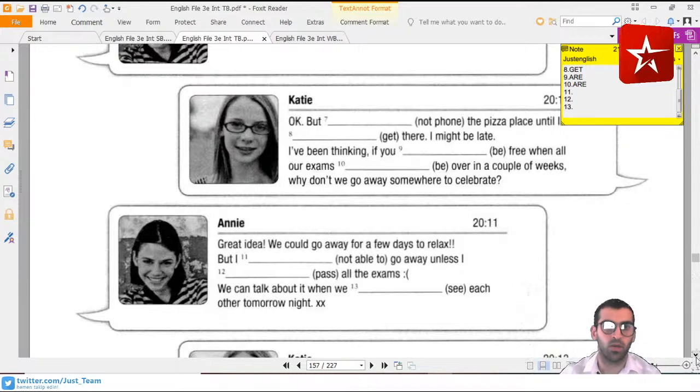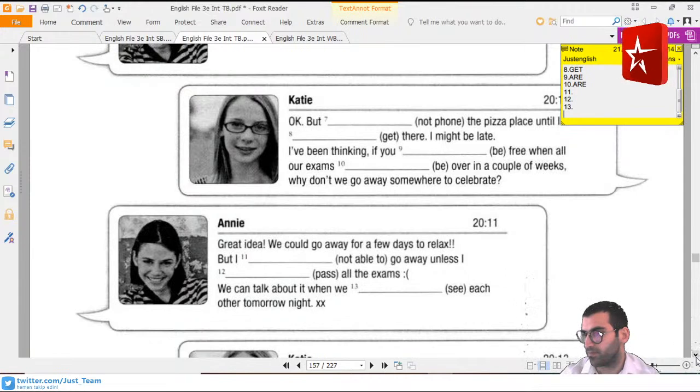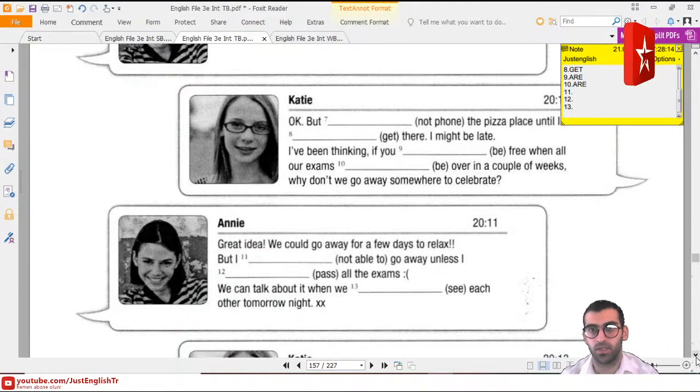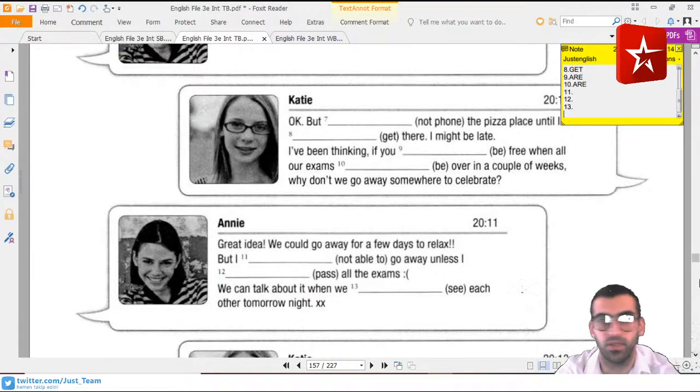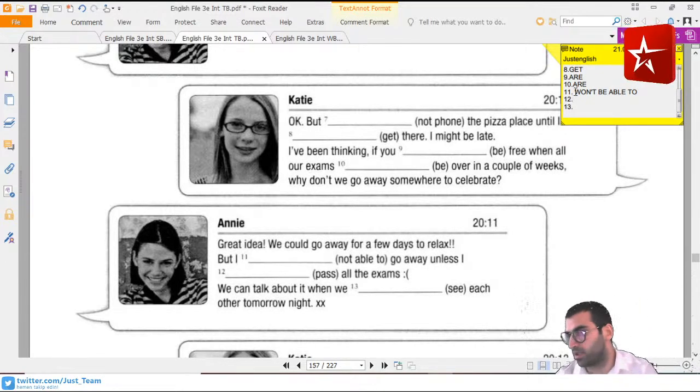Great idea. We could go away for a few days to relax, but what? But, okay, they say, oh, we're not able to. But for number 11, won't be able to is a correct answer. Won't be able to is the correct answer for number 11.